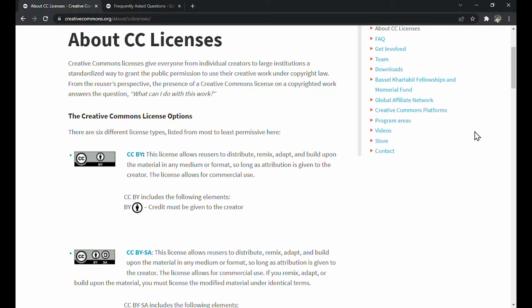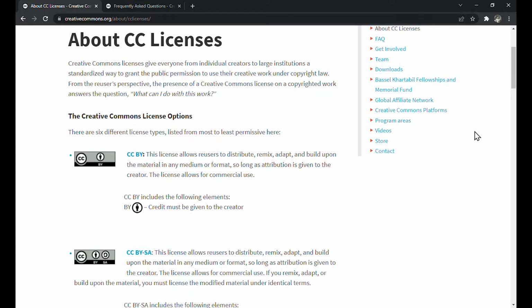So if we find an image with this icon, we can automatically know that we can not only download and distribute this image for personal or commercial use, we can also modify or edit the image. Maybe we want to change the coloring of the image or crop it in some way. That's okay with this license. The only caveat is that we do need to make sure we give credit to the original creator, and that information should be available in the record where we found the image and the Creative Commons icons.